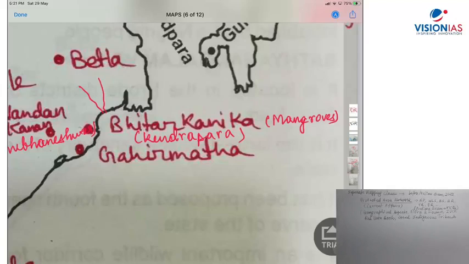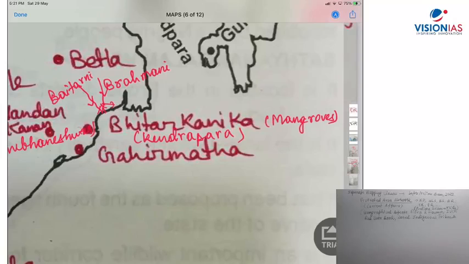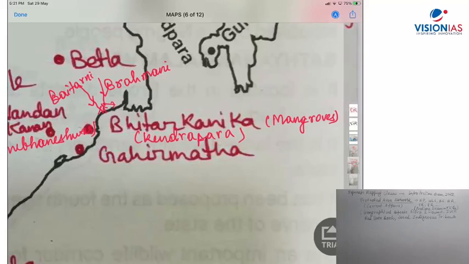One is called Brahmani, which comes from the Chota Nagpur plateau. Another river which flows to the Bay of Bengal is Baitarni. That is from Sambalpur district. Baitarni and Brahmani make a delta, this delta where you have Bhitarkanika. And very near to Bhitarkanika, there is a place called Gahir Mata, and you know that is a nesting site.